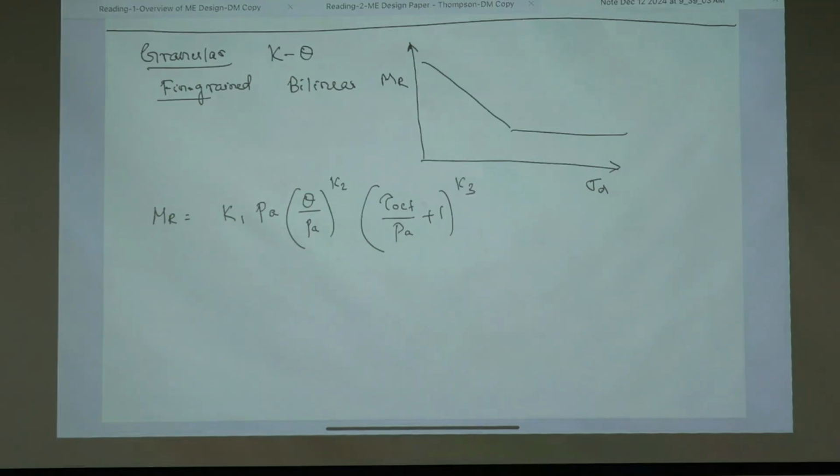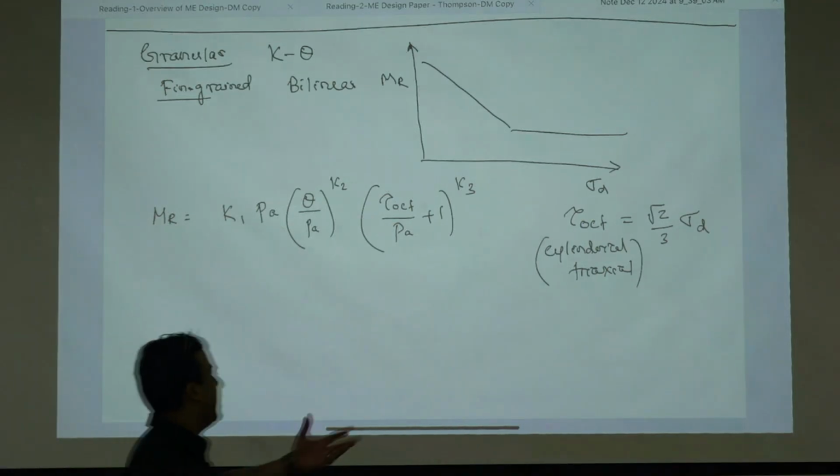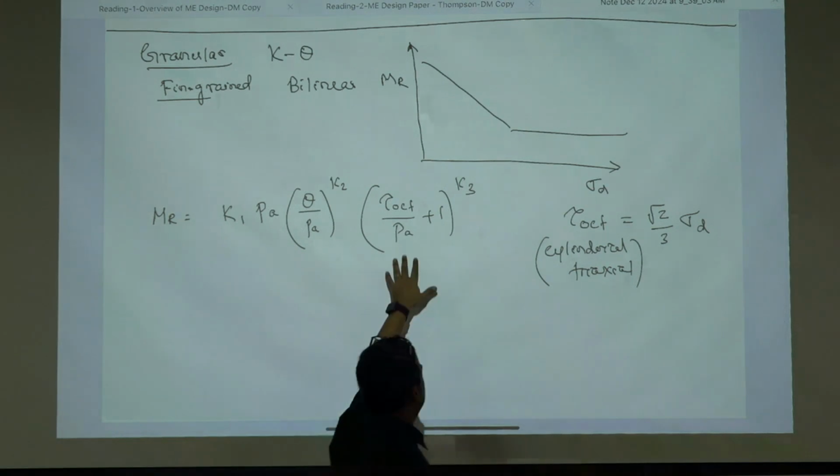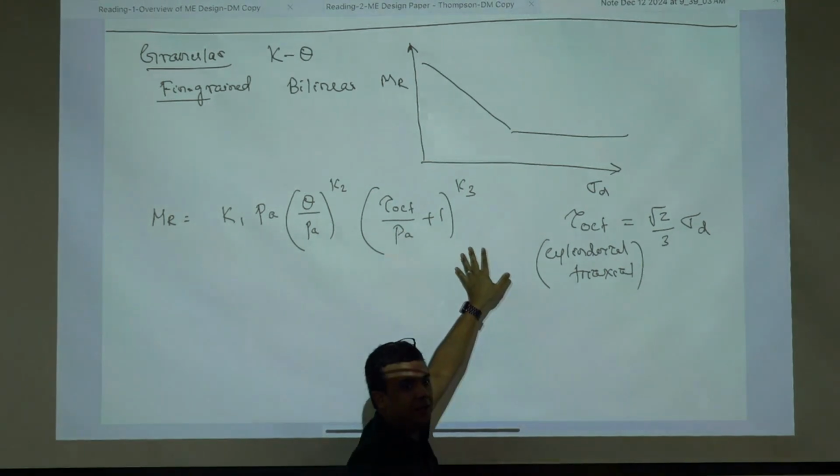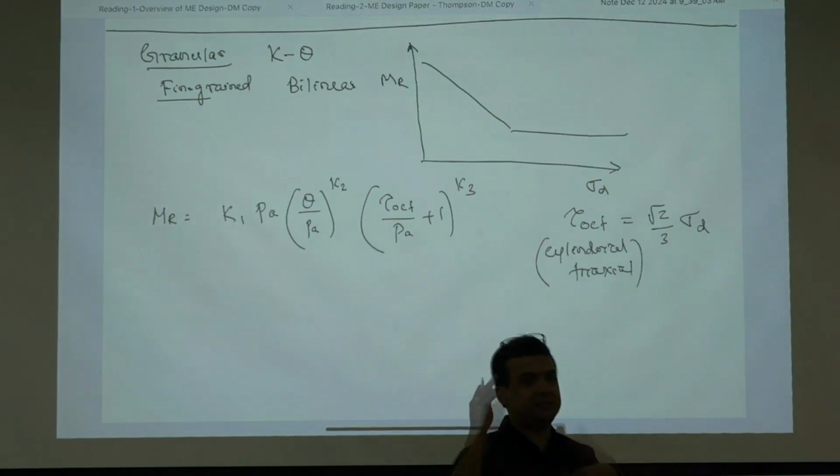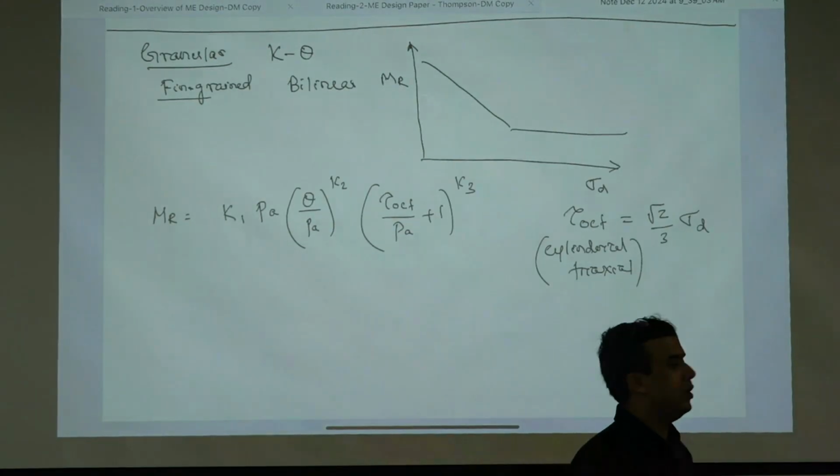to the K3. And what did I say tau octahedral was for a cylindrical triaxial? Anybody remembers? Square root of 2 over 3 sigma d. So it's basically a constant times sigma d, right? That's why I say it's a modified Uzan method, because it's basically like a sigma d plus 1 kind of formulation. Constants will just play certain roles in there. Your coefficients are different.